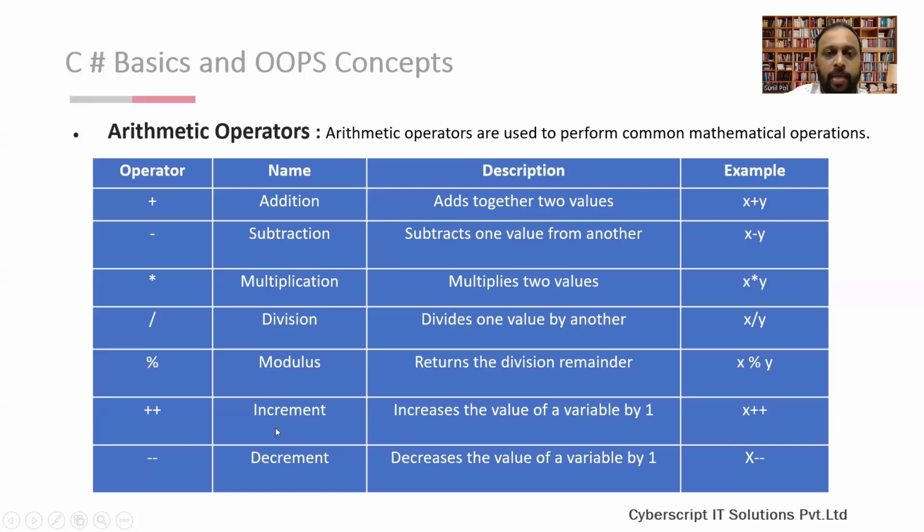The next one is the increment operator. We can increment the value of any variable with the help of the ++ operator, which is also called the increment operator, which increases the value of a variable by 1, and the syntax is x++. The next one is the decrement operator, which is similar to the increment operator, but decreases the value of a variable by 1, that is x--.